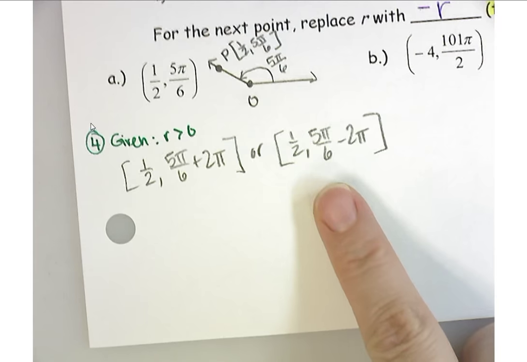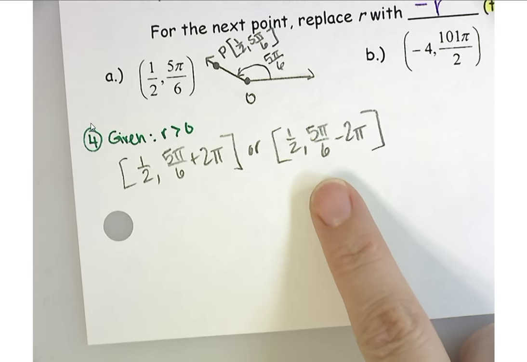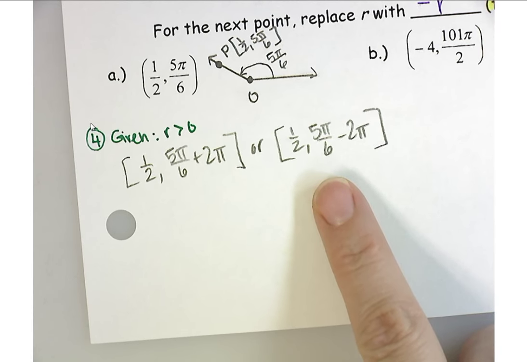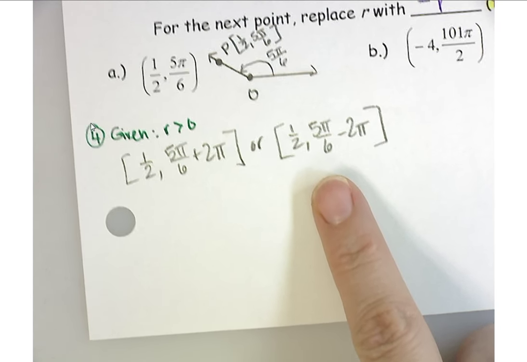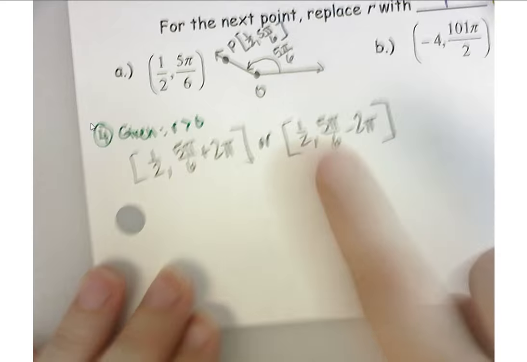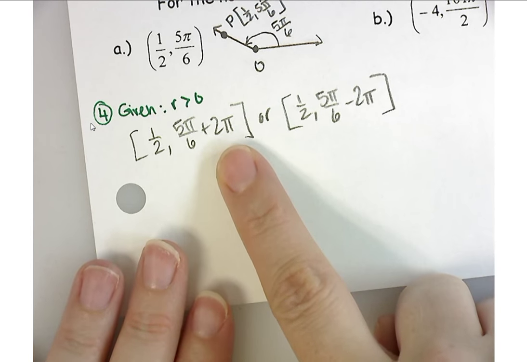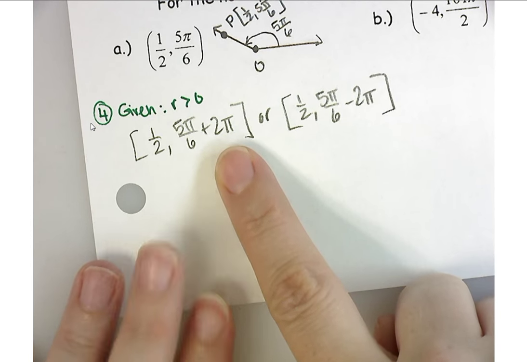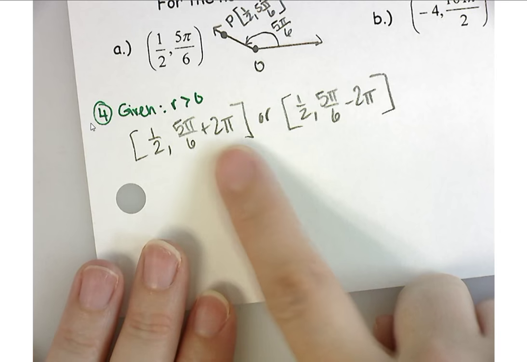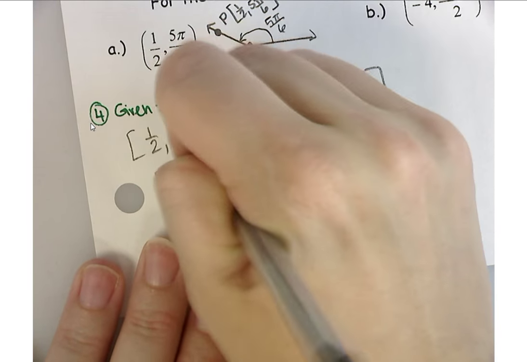I'm going to show you the 2 different ones because on your packet you found those 4 types, and that's something that you'll have to do on your test as well. So I want to make sure that we're relating those together. If I'm adding 2 pi to 5 pi over 6, really I'm adding what? 12 pi over 6, right? So if I add 12 pi and 5 pi over 6, what do I get? 17 pi over 6.